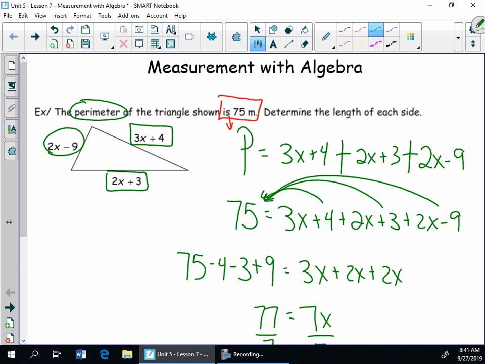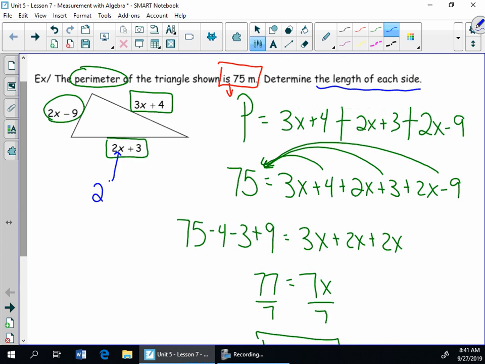Well, if I know that, I can actually figure out the length of each side now. How do I do that? Well, this expression says I need 2 x's. And we said x was 11. So I can replace the x with 11 and then add 3. If we do BEDMAS, 2 times 11 makes 22, plus 3 makes 25. I've just figured out that this side is 25 meters long. I can do the same thing up here. 3 times 11 plus 4, so 3 x's. 3 times 11 is 33, plus 4 makes 37 meters. And the last one, 2 11s take away 9, so 22 minus 9 gives me 13 meters.